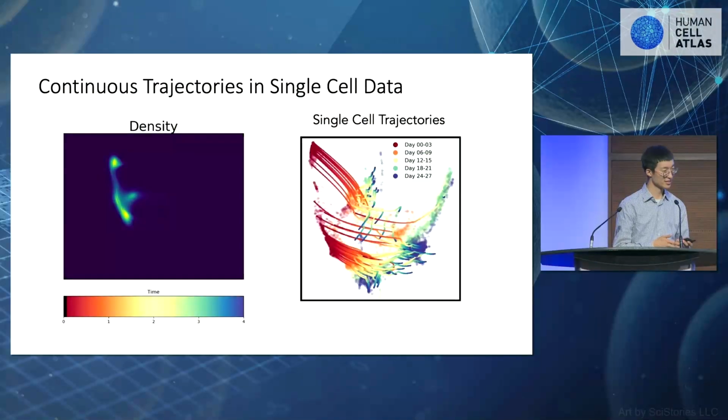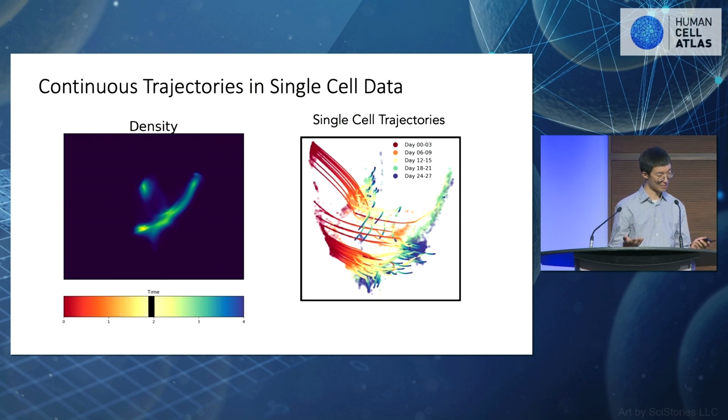We have single cells over time, and we're going to learn this function that will transport the mass of cells, but only supervised by where the populations are, rather than the individual trajectories of cells. So this is a single cell time series of embryoid bodies over 30 days, and you can see how the cells move over time and match the distributions.